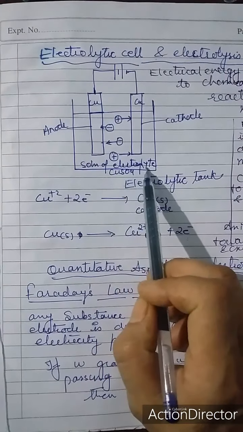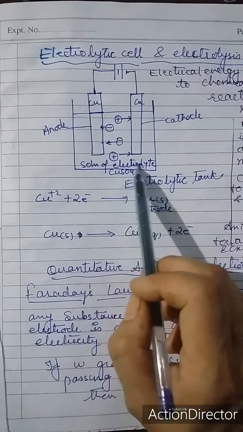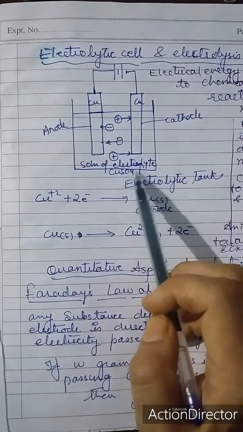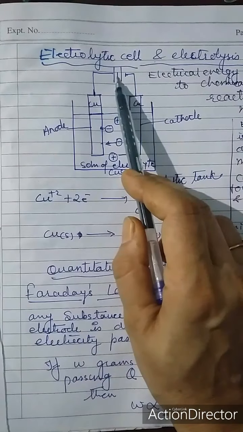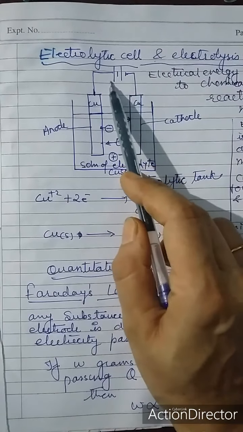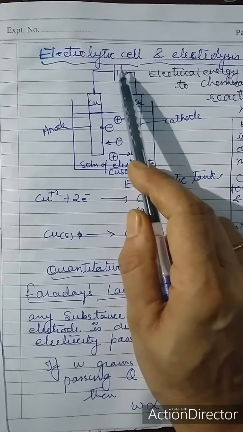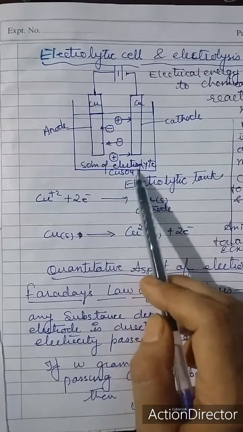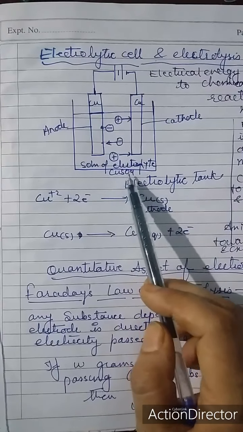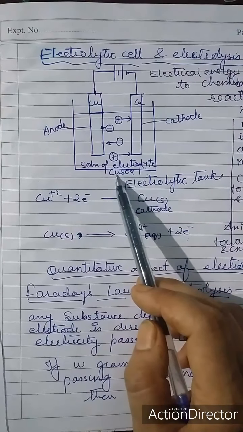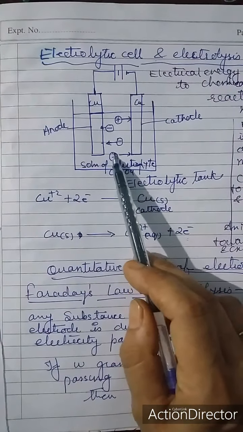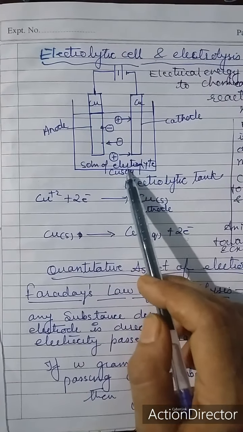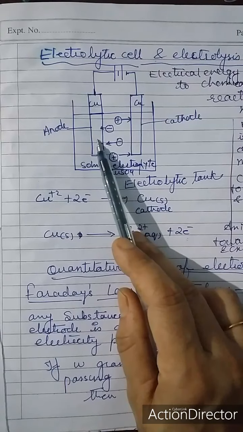A solution of electrolyte is there, that is nothing but copper sulfate. So copper rod is dipped in copper sulfate solution, so you are applying voltage. On applying voltage, this electrolyte will dissociate into Cu2+ and SO4 2-. Cu2+ will move towards the negative electrode, and SO4 2- will move towards the positive electrode.